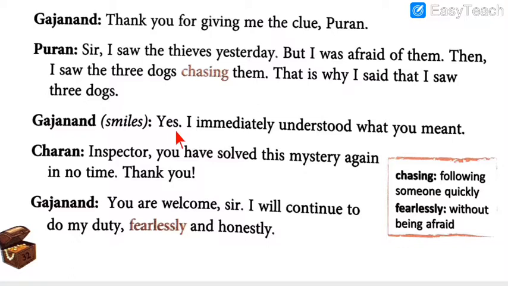Gajanan smiles. "Yes, I immediately understood what you meant." Inspector said that, yes, Puran, I immediately understand what you want to say. As you know, Inspector Gajanan was very sharp-minded, very clever.